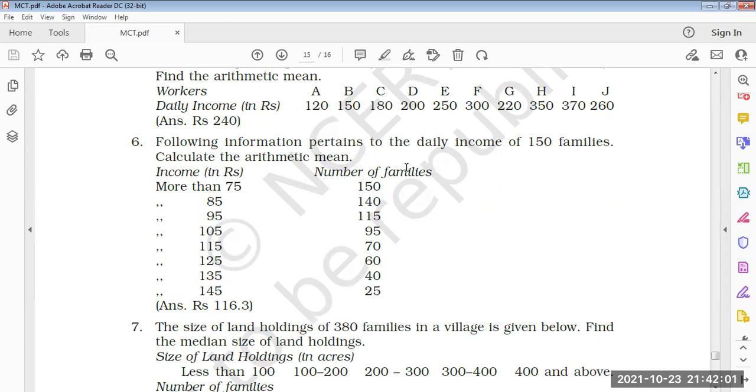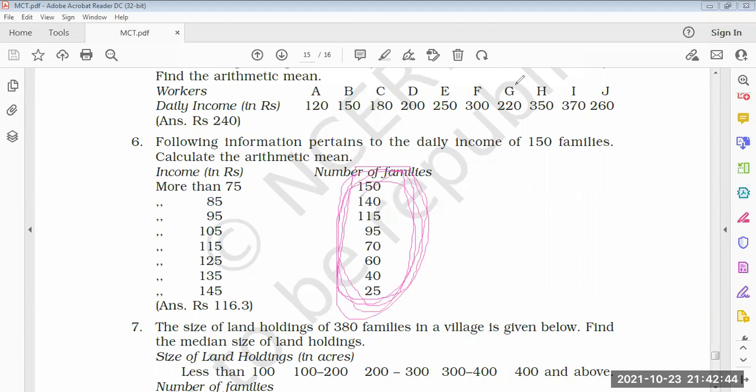So this is in which series? More than 75, more than 85. This is a cumulative series. We have to convert it into a continuous series, like 0 to 10, 10 to 20. More than 75 means it is between 75 to 85, 85 to 95. Like that we have to convert it. Similarly here, we have to convert these cumulative frequencies into ordinary frequencies first of all.